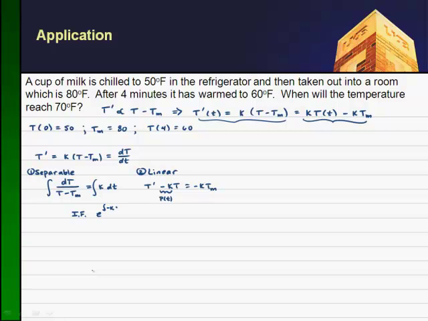Minus k is really a constant, and I'm integrating with respect to time, since that's my independent variable. And here I get e to the minus kt as my integrating factor. If I multiply this through the ODE, I know that on the left hand side I'll get the exact differential d/dt of the function times the integrating factor.